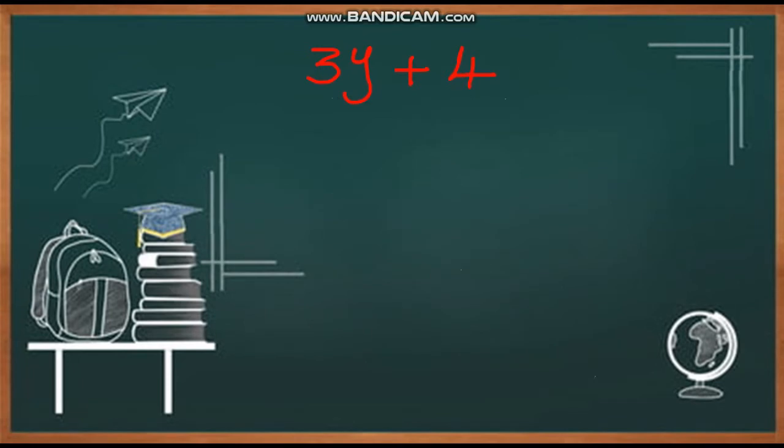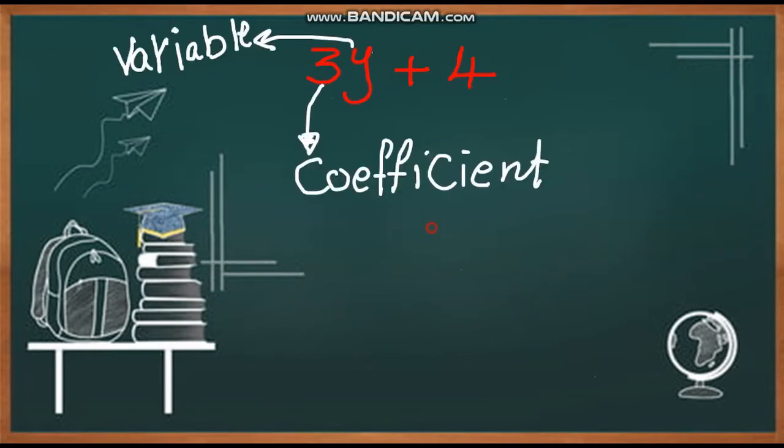We talked before about a variable, which is a letter or symbol that represents an unknown quantity. So y here in our algebraic expression is the variable. But what about the number 3 here? Number 3 here is a coefficient. And the coefficient is a number that is multiplied by a variable.